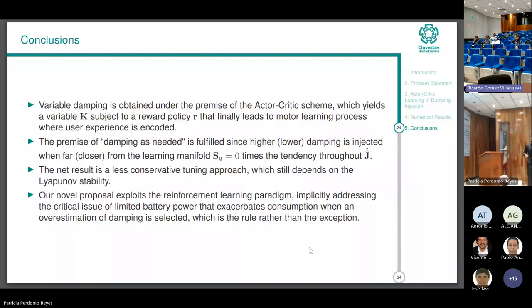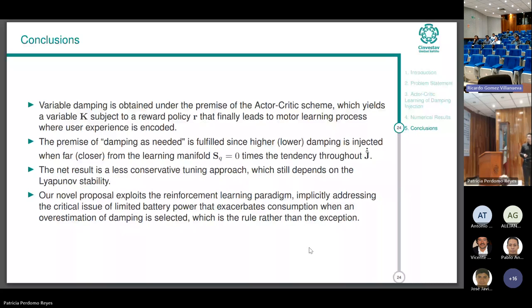The conclusion is that if we use a variable damping injection, considering an actor-critic scheme, we can obtain a K value if the monitor learning is encoded by using the user experience. The second conclusion is that damping as needed is achieved if we consider the manifold of the sliding surface, which depends on the reference signal. The net result is that the whole scheme depends on the Lyapunov stability analysis.